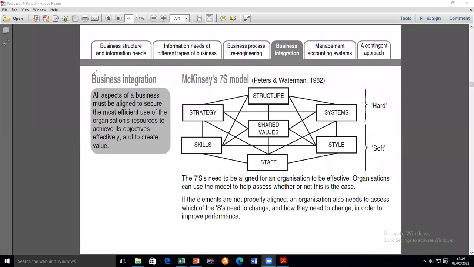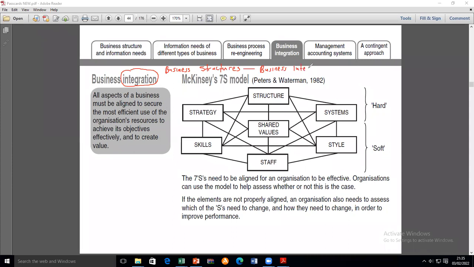Our syllabus talks about business integration models. So in preparing for a question on business structures, one of the items that you can prepare for on business structures is the business integration models. So let's talk about business integration models.